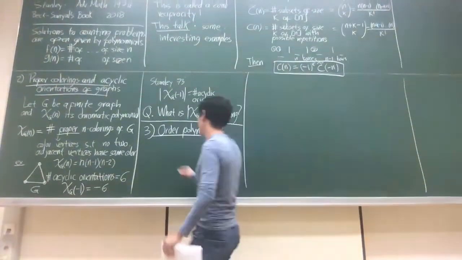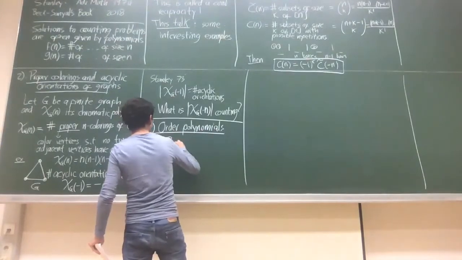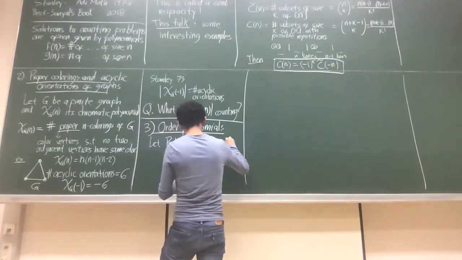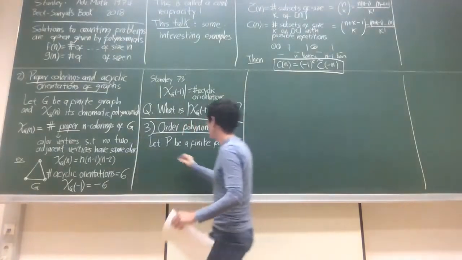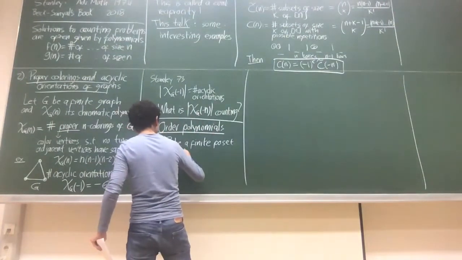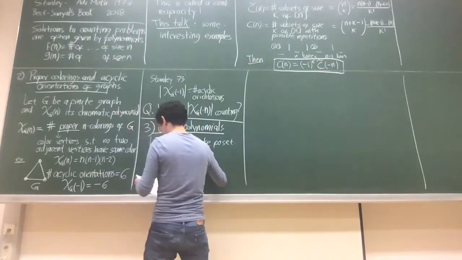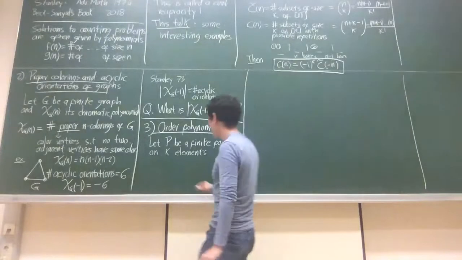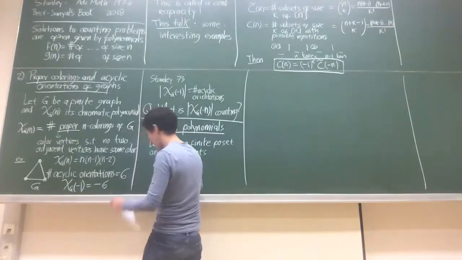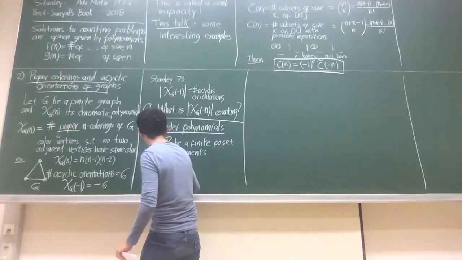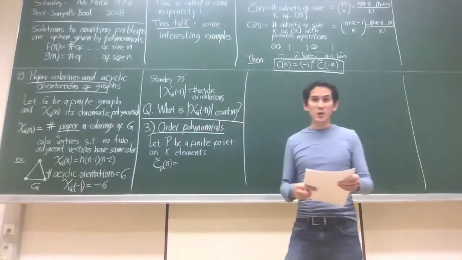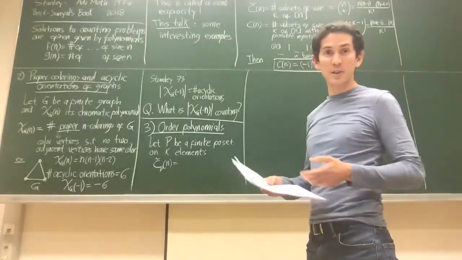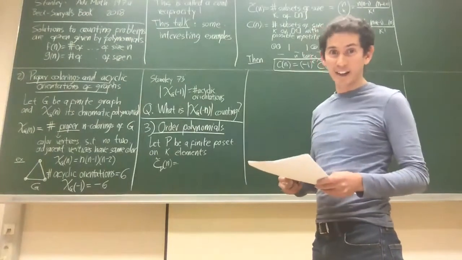So let's start with a poset. Let P be a finite set with K elements. And let me define 2 polynomials. So the first one is going to be C tilde of n. This depends on P. And this is going to count the number of order preserving maps from P to n.